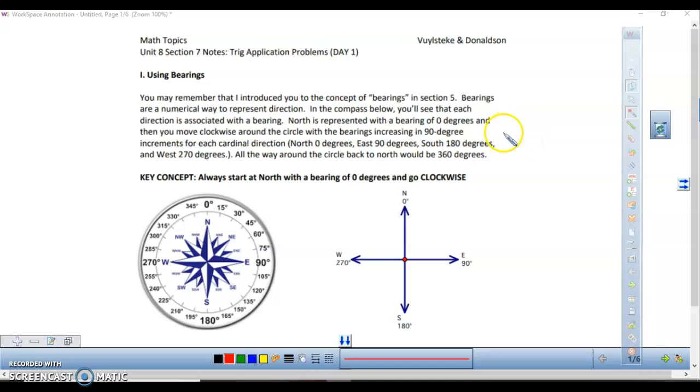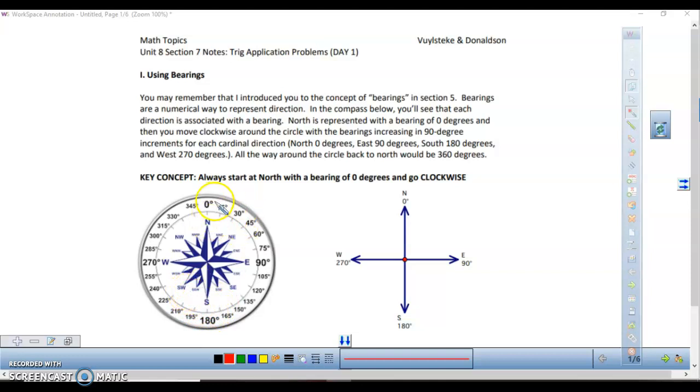So you may remember that I introduced you to the concept of bearings in section 5 of this unit. Bearings are just a numerical way to represent a direction. In the compass below, you'll see that each direction is associated with a bearing. North is represented with 0 degrees, and then you move clockwise around the circle with the bearings increasing in 90-degree increments with each cardinal direction.